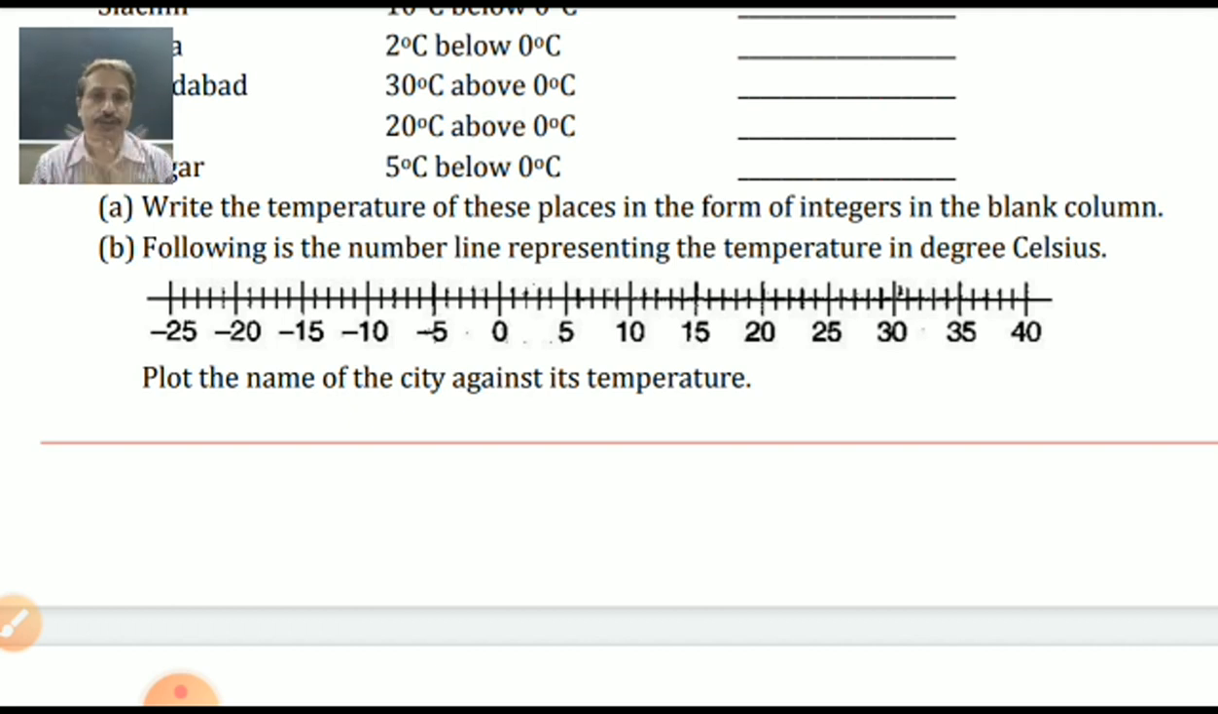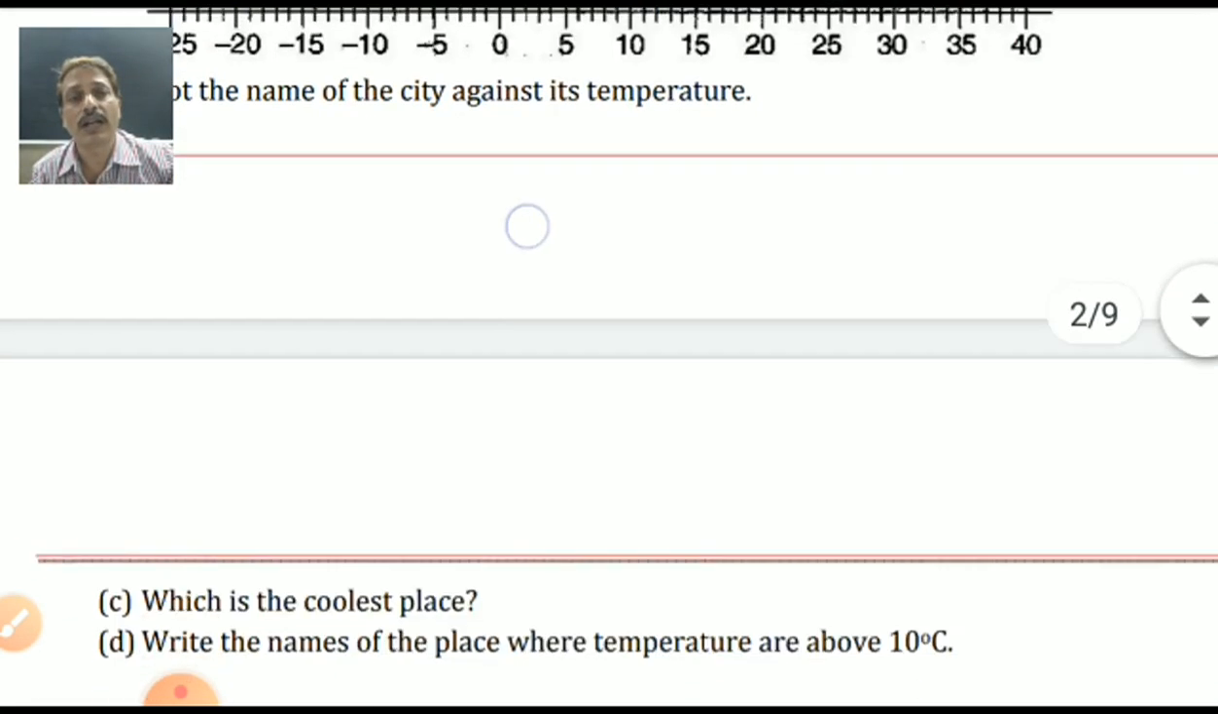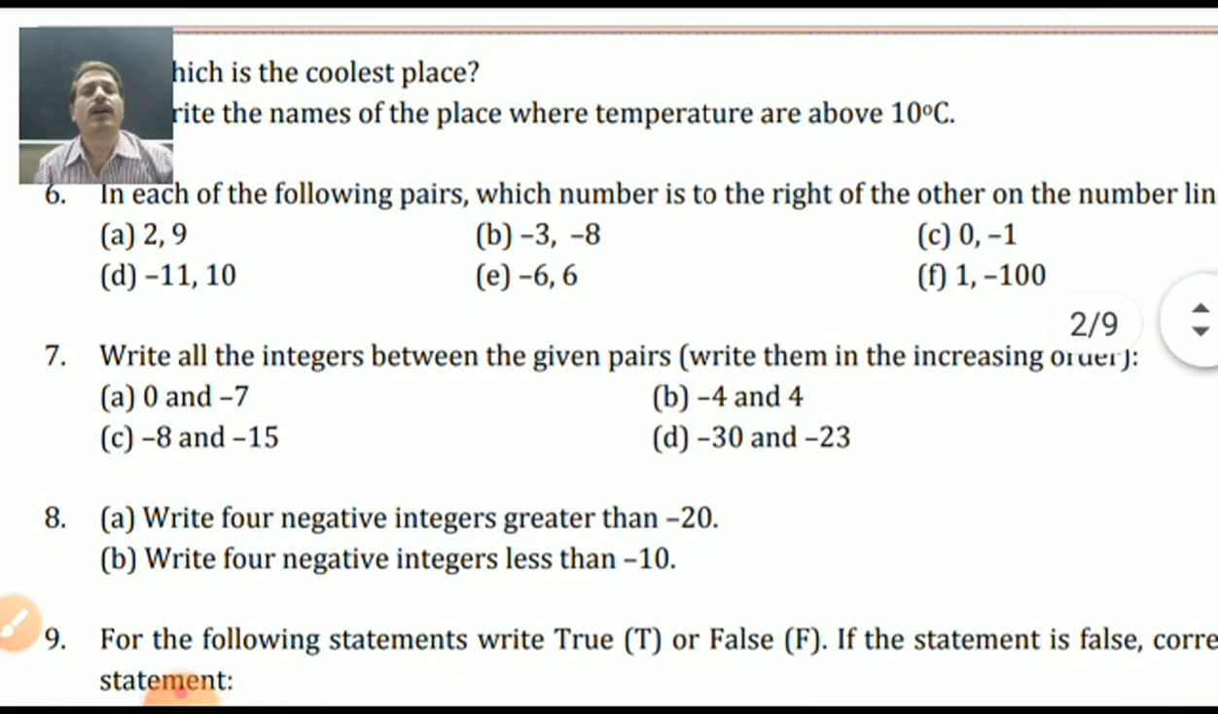Yes? Correct. So comparing here 5 and 30. Who is coming on here? This is not plus sign or minus sign. That is a no sign given, that means plus. 5 is on left side and 30 on right side. Clear? So bigger number is here, this way. But whenever minus, smaller number is the right side. Correct. Write all the integers between the given pairs. Yes, very good, student. We have to write the numbers in increasing order also.